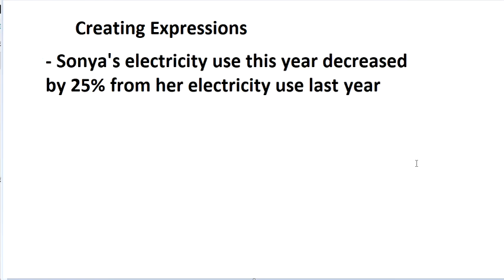Sonia's electricity use this year decreased by 25% from her electricity use last year, where E, we'll let that be the electricity used this year, okay? Last year, sorry. E is the electricity used last year. A couple of different ways you could do this. You could write it like this: her electricity use last year decreased by 25% of her electricity use last year, right? So that's a 25% decrease. Maybe the electricity use was 1,000 of some unit. 1,000 subtracted by 25% of 1,000, that's how you decrease it by 25%.